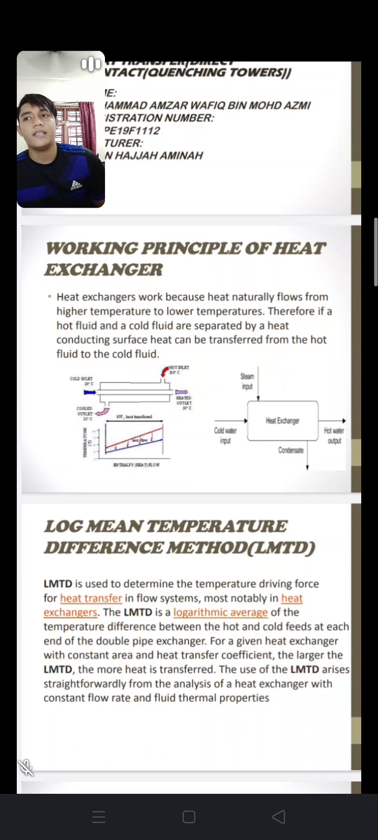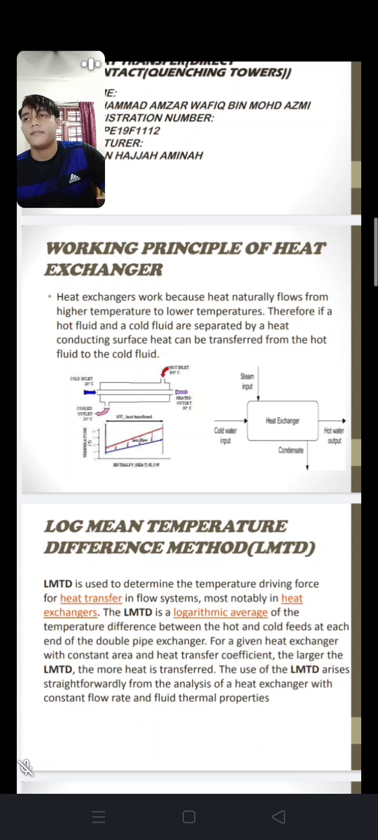For a given heat exchanger with constant area and heat transfer coefficients, the larger the MTD, the more heat is transferred. The use of the MTD arises straightforwardly from the analysis of a heat exchanger with constant flow rate and fluid thermal properties.